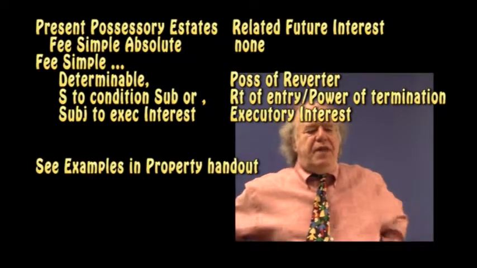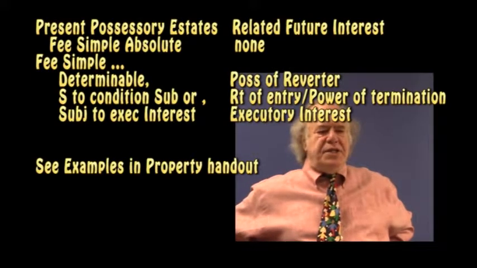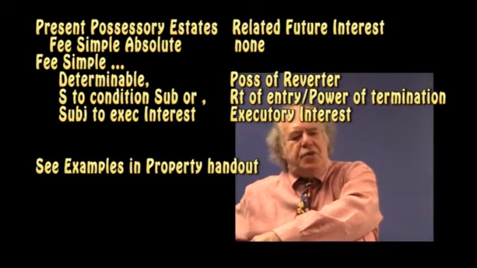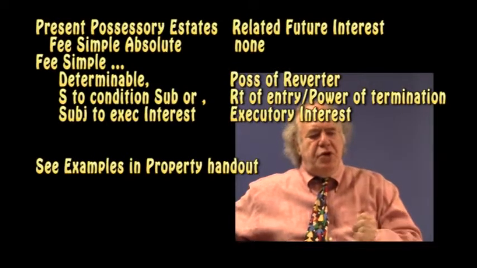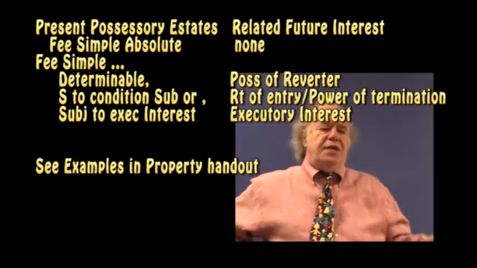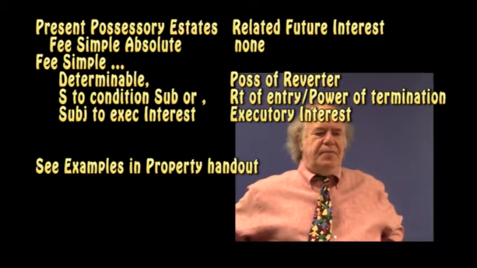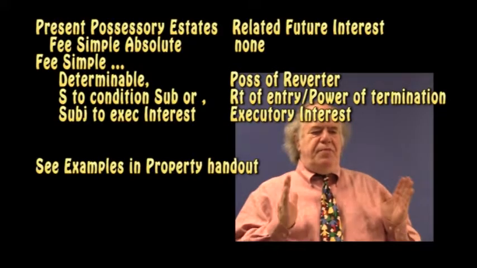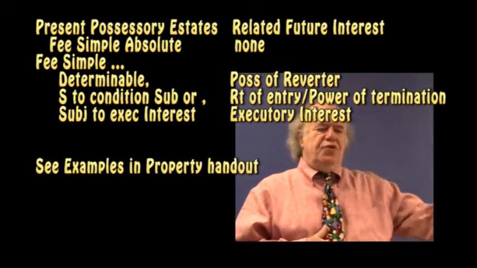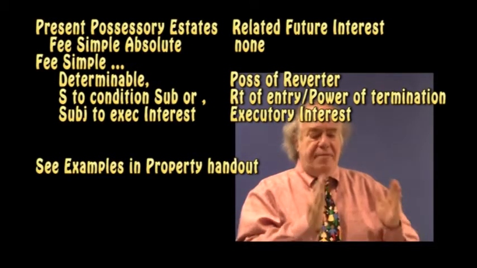And if the future interest is in someone other than the grantor, as strange as it may seem, we call it an executory interest, whereas when we only have a fee simple determinable, the future interest in the grantor is labeled a possibility of reverter. Isn't that beautiful? If we have a fee simple determinable and the future interest is in the grantor, it does not even have to be stated. It's automatically implied.